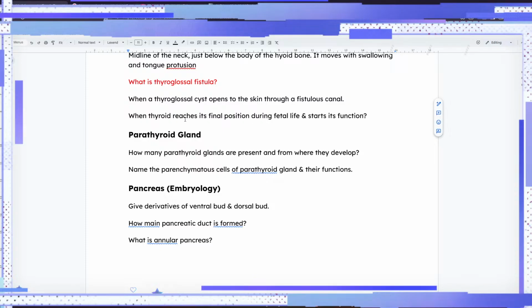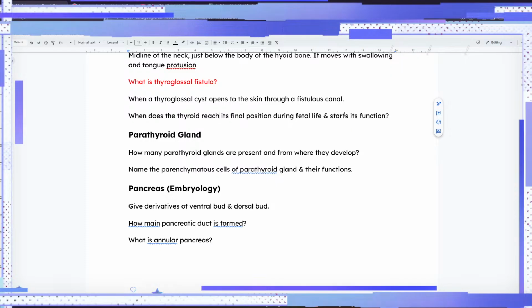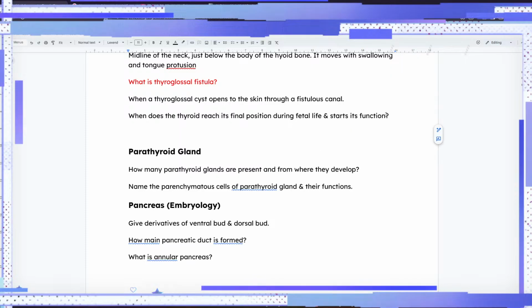Acha, when does the thyroid reach its functional epithelial life and start its function? That's a pretty simple question. It does that when it is 7 years old, right? Yeah, seventh week of intrauterine life, and begins functioning at the end of the third month.